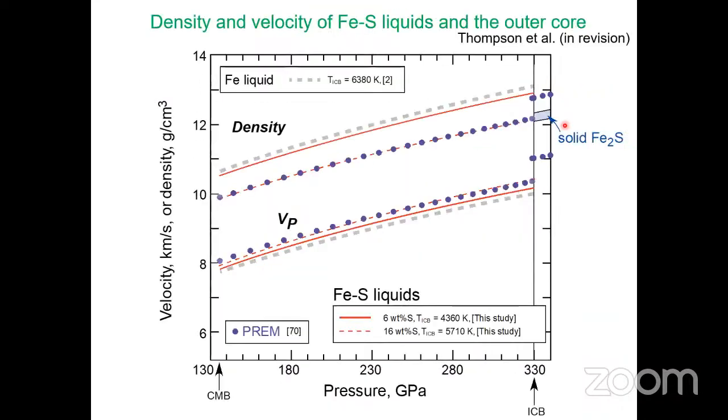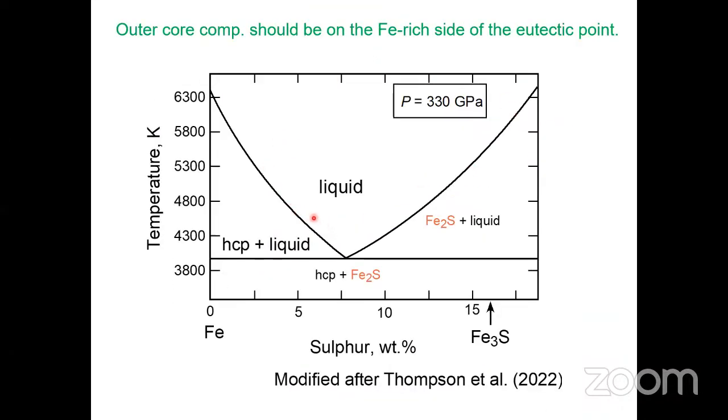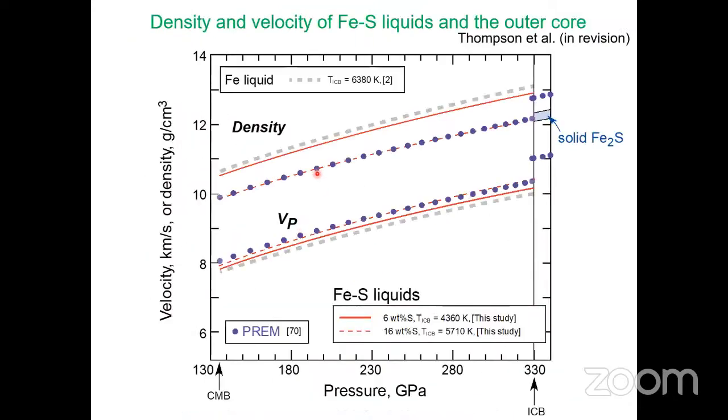So we tried another composition. In this case we tried a 6 weight % sulfur-bearing iron system in order to produce a dense iron phase here. The result is this solid red curve. In this case the density reduction is not enough, and the velocity increase is not enough. So based on this case study, we can say that the iron-sulfur binary system cannot account for the Earth's core.